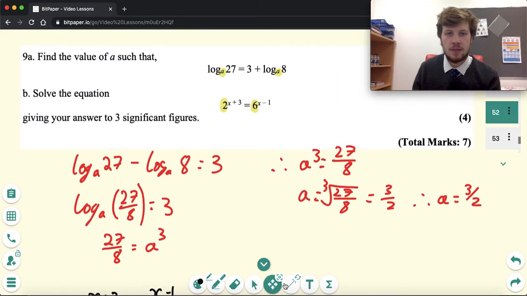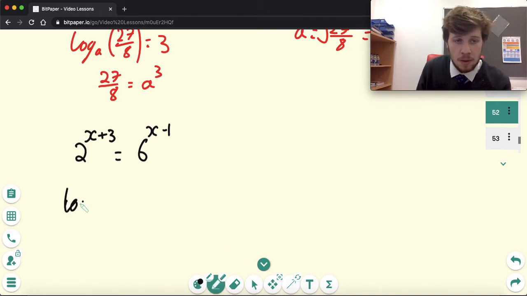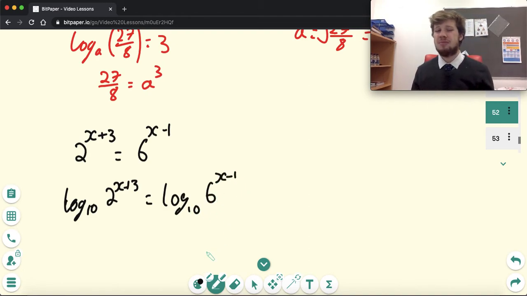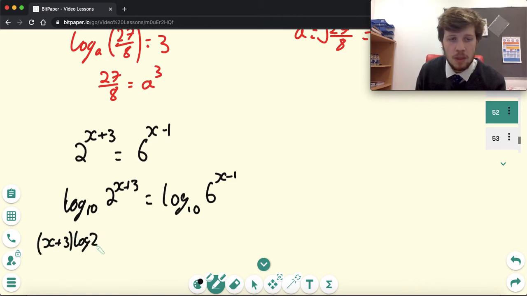Let me just check that's correct first of all. Perfect. And then what I'm going to do is take the generic log, so just log base 10 of 2 to the x plus 3 equals log base 10 of 6 to the x minus 1. Now, we know it's base 10, so I don't really need to write that base every time. But the reason I've taken the log is so that I can take the exponent to be the coefficient. So this leaves me with x plus 3 lots of log 2, and that equals x subtract 1 lots of log 6.